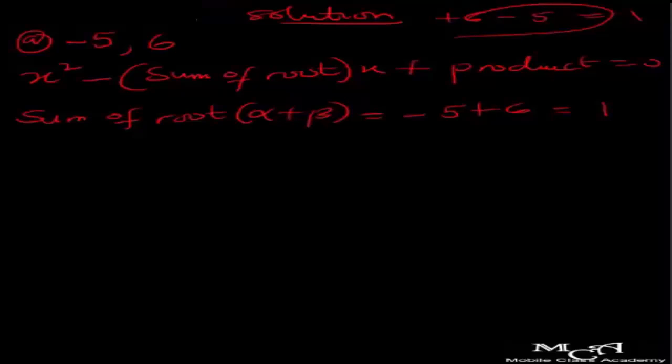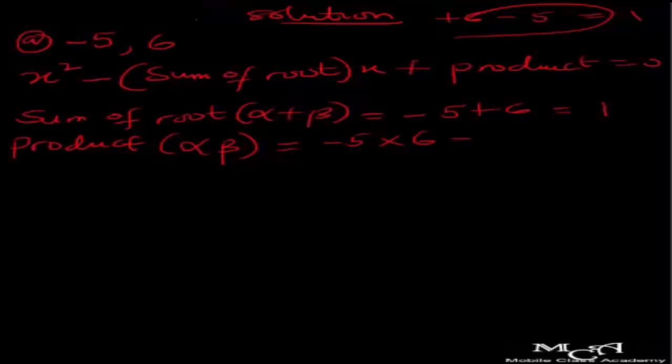Now let us get the product of the roots. The product of the roots is what? Alpha beta. Remember your alpha is -5 and your beta is 6. What is product? Product means multiplying two values, which is alpha and beta. Remember the roots given to us, they are -5 times 6. Obviously, -5 times 6 will give you -30. Okay, so that is the product of the roots.